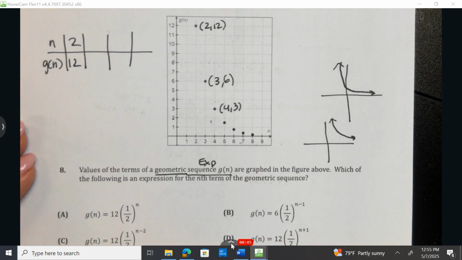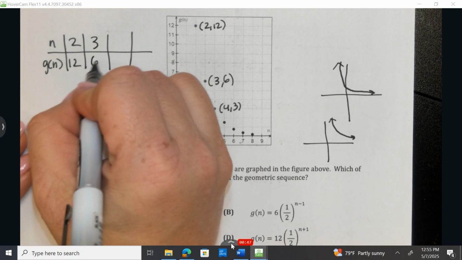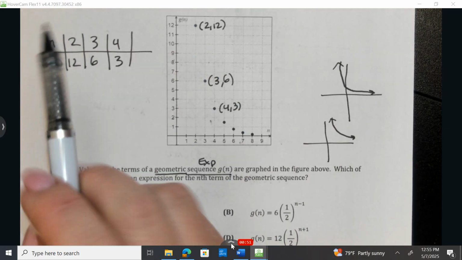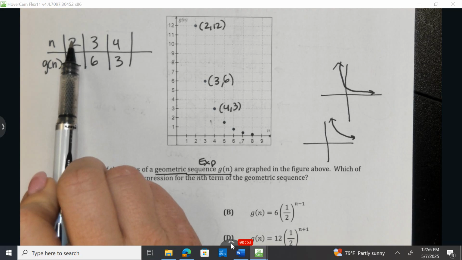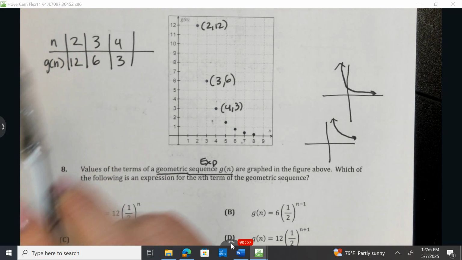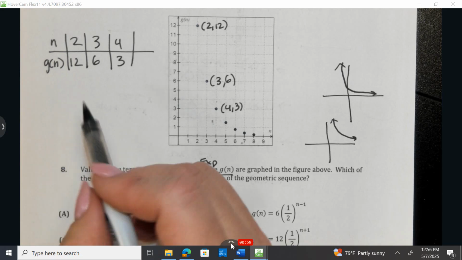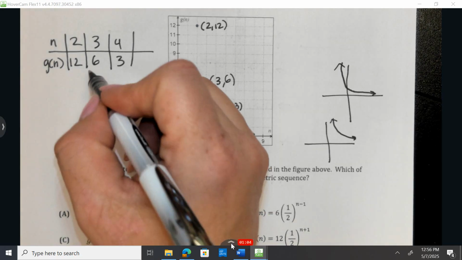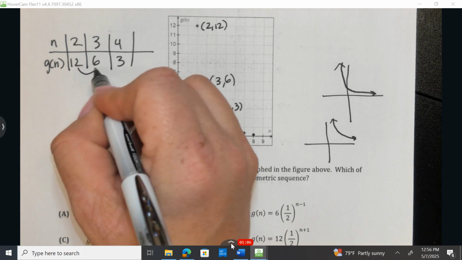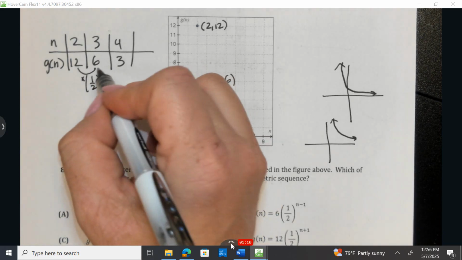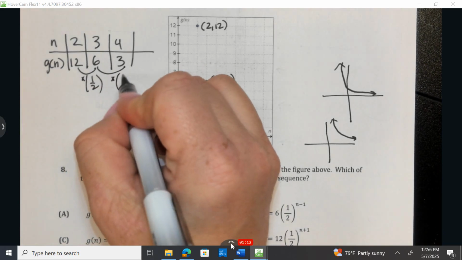2 corresponds to 12. We can see it maps on. 3 maps on to 6. 4 maps on to 3. Remember, with exponential functions, we're going to have an equal distance between the input values, and for the output values, there's going to be a proportional relationship, which means we're going to be multiplying by the same number consistently. So here, to get down, we are dividing by 2. Well, that's the same as multiplying by 1/2. Again, dividing by 2, which is the same as multiplying by 1/2.